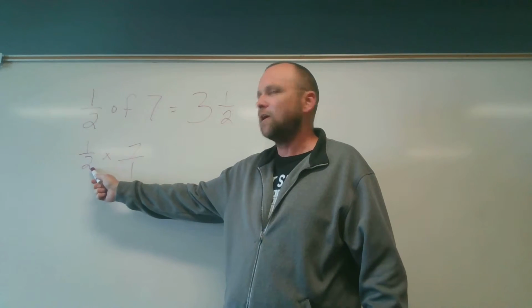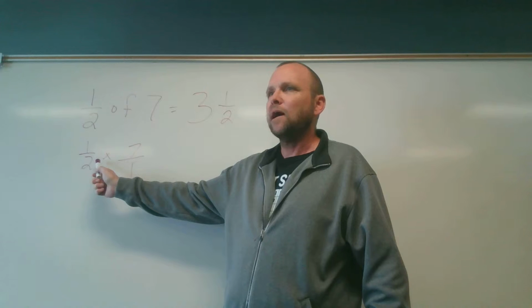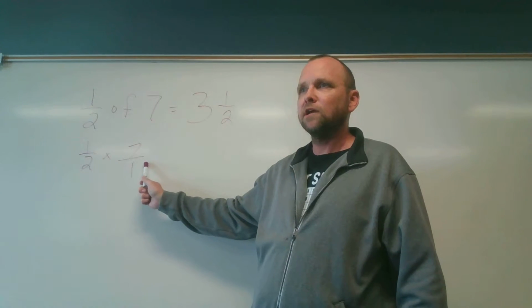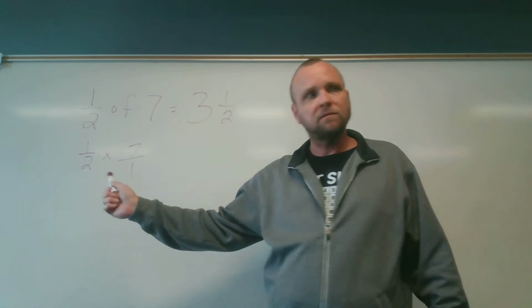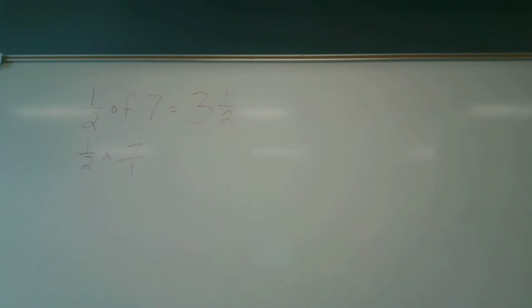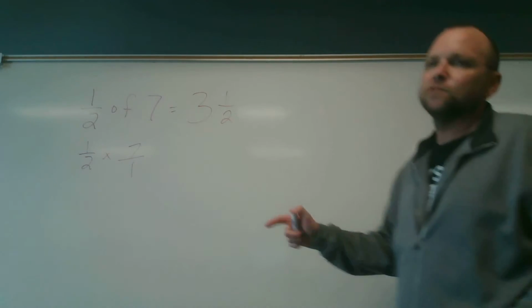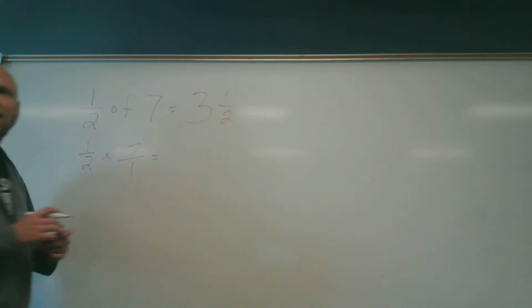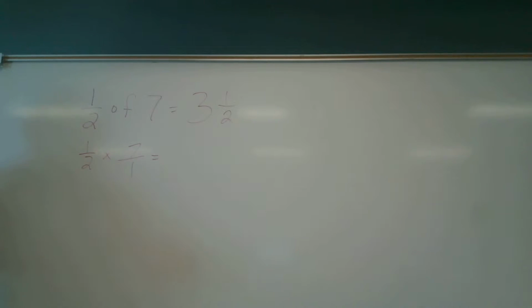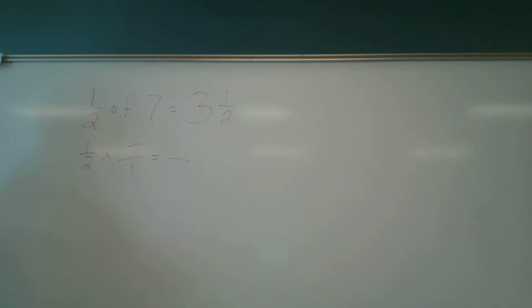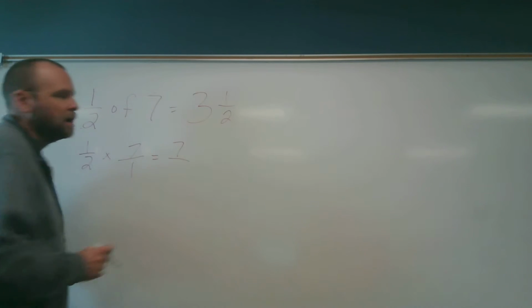This is 1 divided by 2, which is 0.5, which is 1/2. This is 7 divided by 1, which equals 7. Now when multiplying fractions, we multiply straight across, numerator times numerator, denominator times denominator. So, Liam, what is my numerator going to be in my product? 7. And Liam, my denominator? 2.